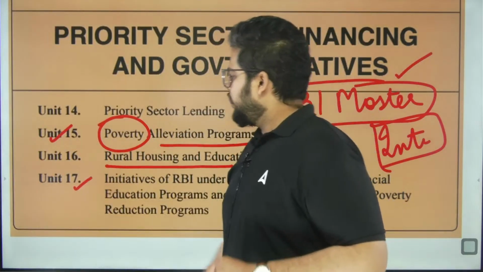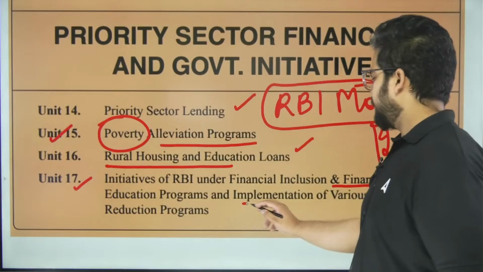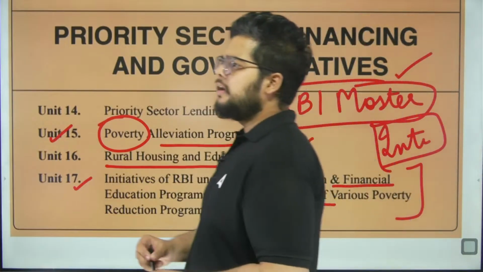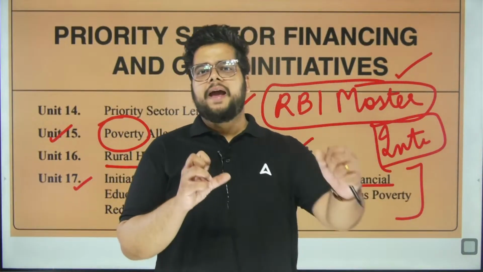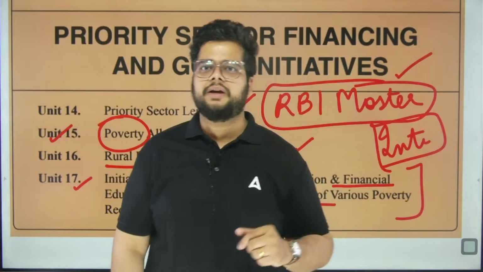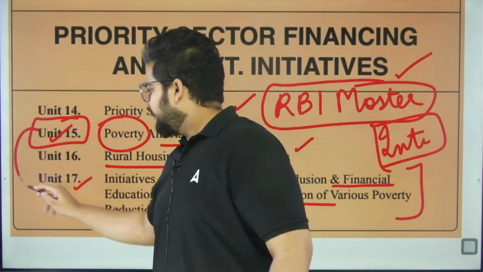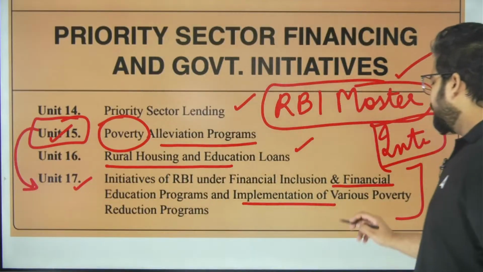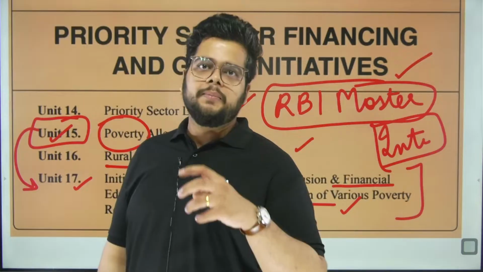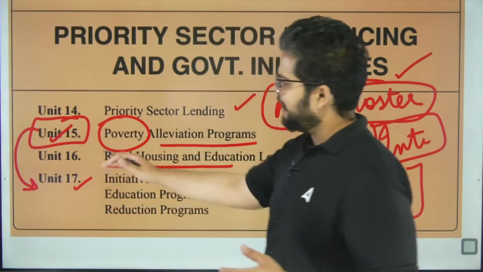Then let's move on to unit number 17, the initiatives of RBI under financial inclusion and financial education programs, along with that implementation of various poverty reduction programs. So more or less, in the elective rural banking you will see a structure wherein mostly one particular unit is an extension of another unit. Like here, unit number 15 talks about the poverty alleviation program, and ultimately when you move on to unit number 17 you will see the implementation of various poverty reduction programs. So if you miss a particular unit in between, you will be in doldrums, you will not be able to make sense of unit number 17.